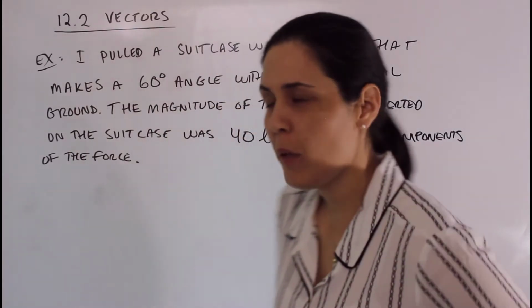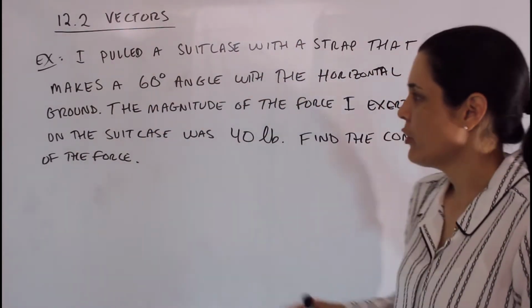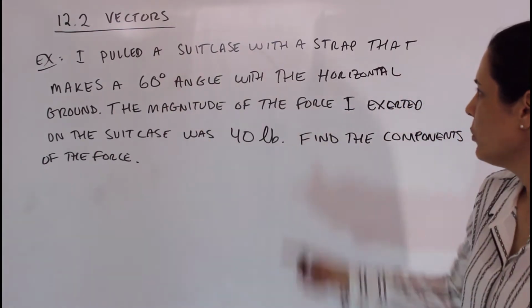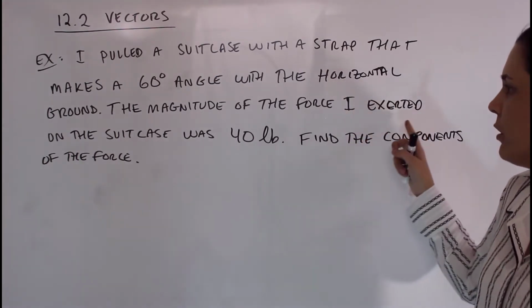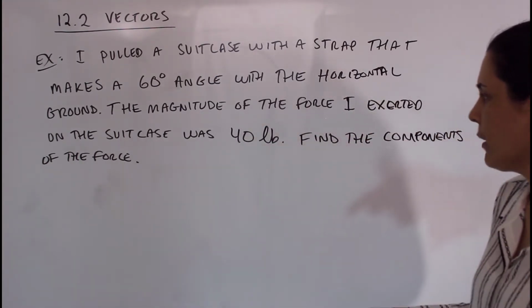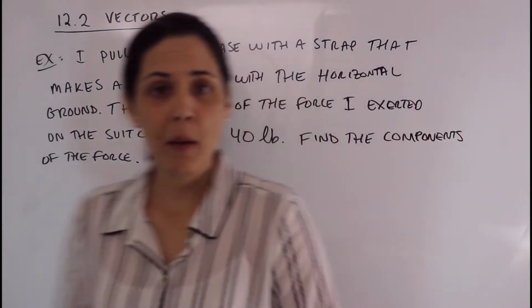So here's our last example. I pulled a suitcase with a strap, and that strap makes a 60-degree angle with the horizontal ground. The magnitude of the force I exerted on the suitcase was 40 pounds. Find the components of the force. Okay, what was happening here?